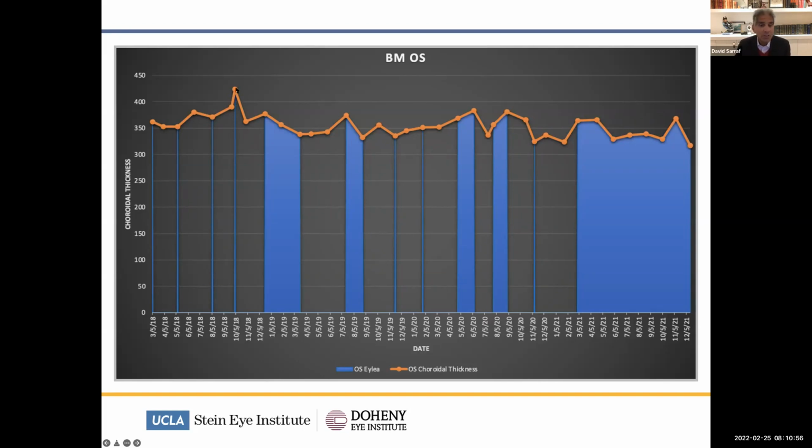And again, just to validate how these injections reduce fluid and also reduce choroidal thickening. Here you can see wherever in blue is where we give the anti-VEGF injections. And whenever we give an anti-VEGF injection, you can see commensurate reduction in choroidal thickness that was associated with that resolution of peripapillary fluid that I showed you on the time-lapse video.